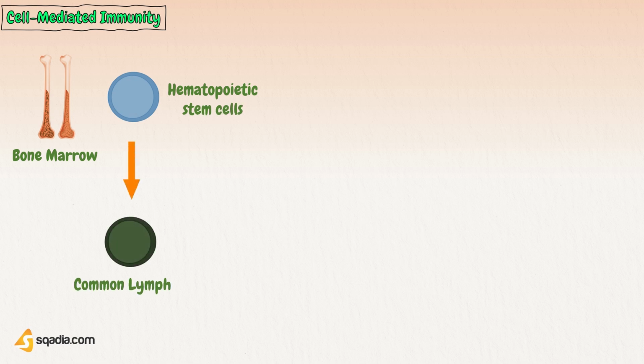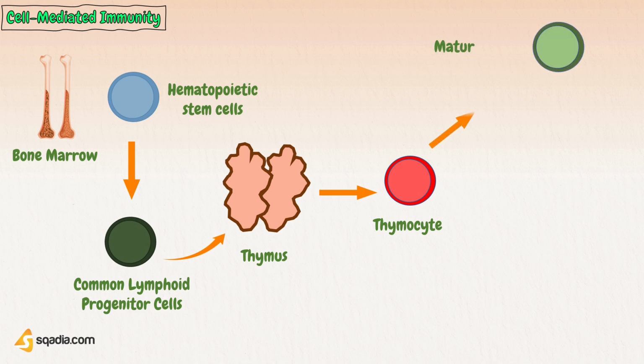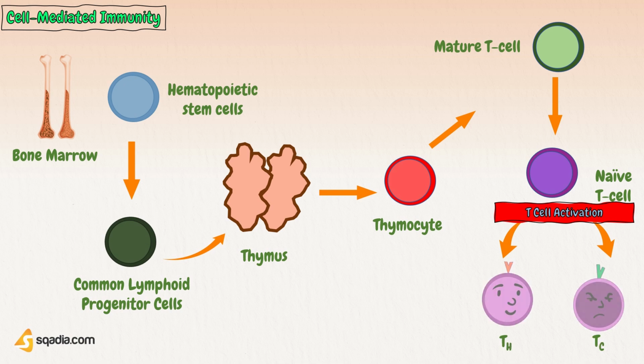A little background on the origin of T cells. T cells originate from the bone marrow, as shown here, and are produced by a process known as lymphopoiesis. Cells known as hematopoietic stem cells mature into common lymphoid progenitor cells, which then become either a B cell or T cell. To become a T cell, it migrates to the thymus and becomes a thymocyte, which then differentiates into a mature T cell, or the naive T cell as mentioned before.